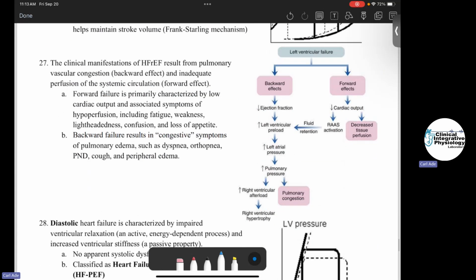The clinical manifestations I'm not going to highlight. This is just for your own information if you're interested. We get forward and backward effects. The forward effects, as you would expect, are associated with hypoperfusion, things like weakness. I am going to highlight that one thing. So that's one of the reasons there's poor exercise capacity in those with left ventricular heart failure.